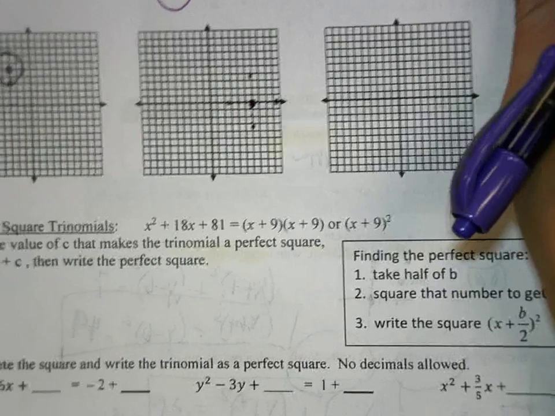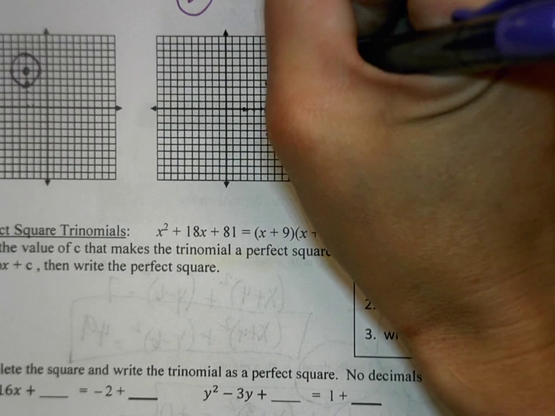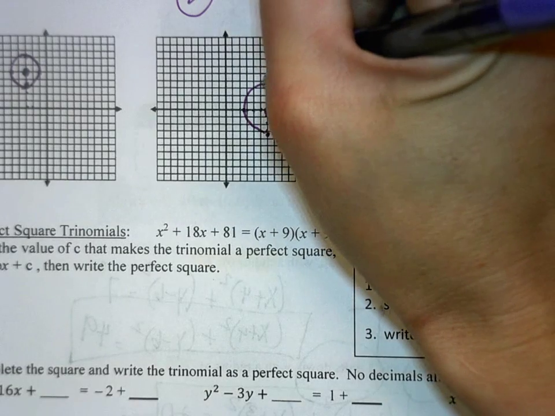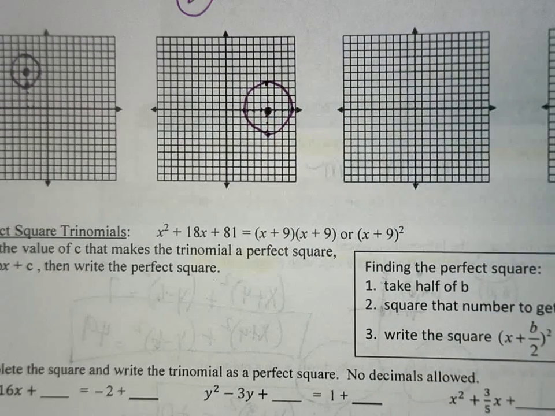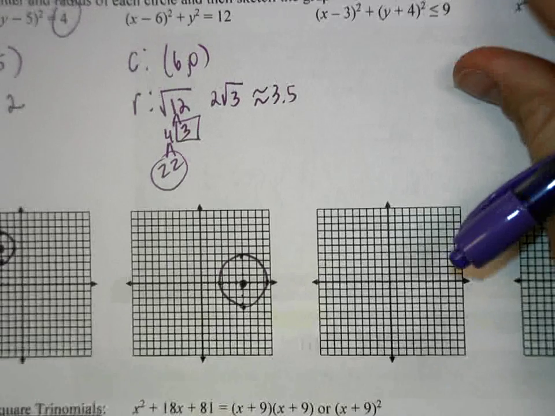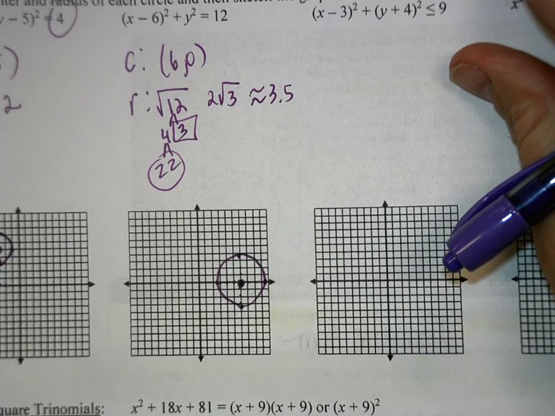And once you have your 3.5 in every direction, you can draw your circle. Questions? Okay, next one.